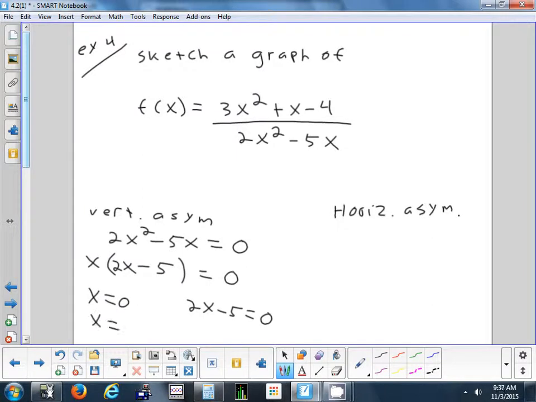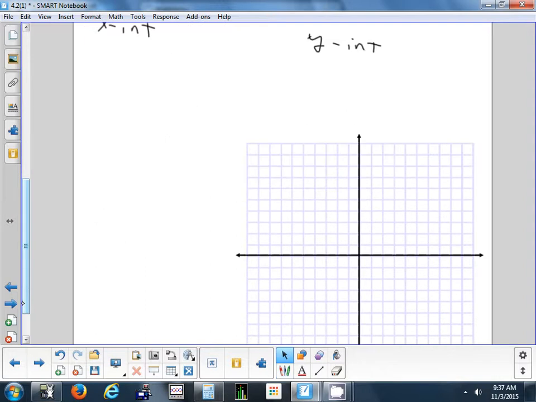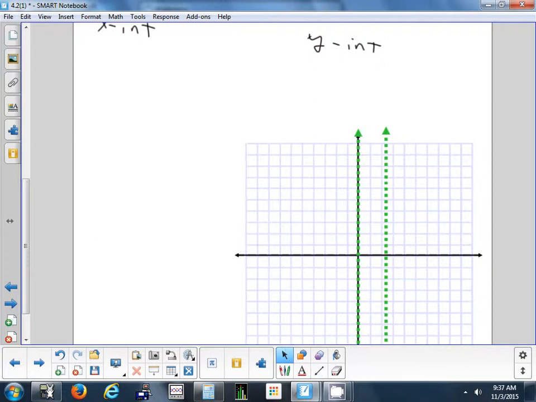Okay, just for the purpose of graphing, I'm going to write that as a decimal. 5 divided by 2 is 2.5. Okay, so those are my vertical asymptotes. So we'll start with that. 0, 2.5. That's good enough.